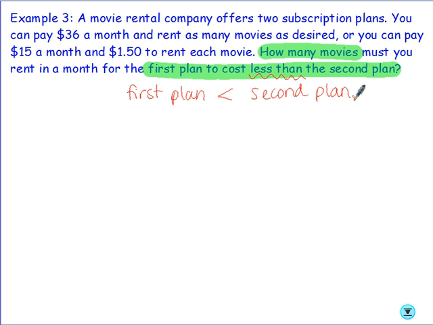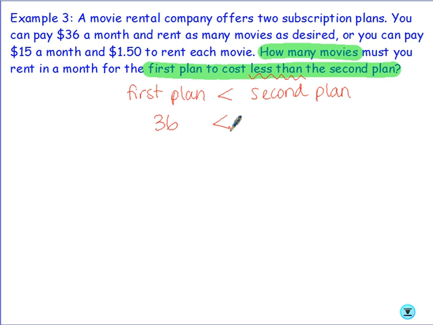Now our focus is going to be on the first plan. We're looking at the left side. So talk to me about the first plan. It says you can pay $36 a month and rent as many movies as you desire. $36 is all you pay. You don't pay anything else. So the only thing that we can write down for the first plan is it costs me $36. I want to know when $36 is less than the second plan.